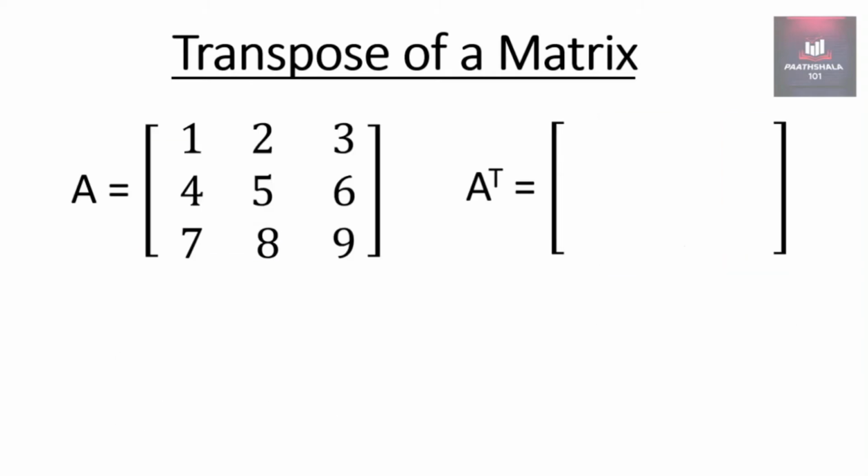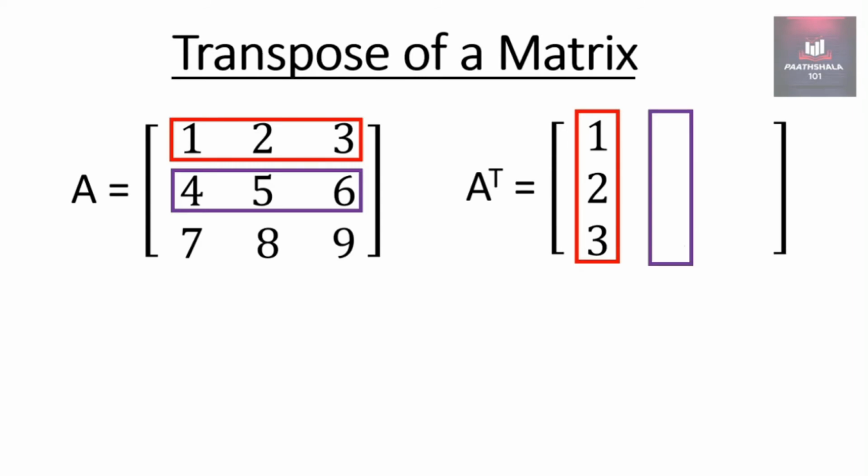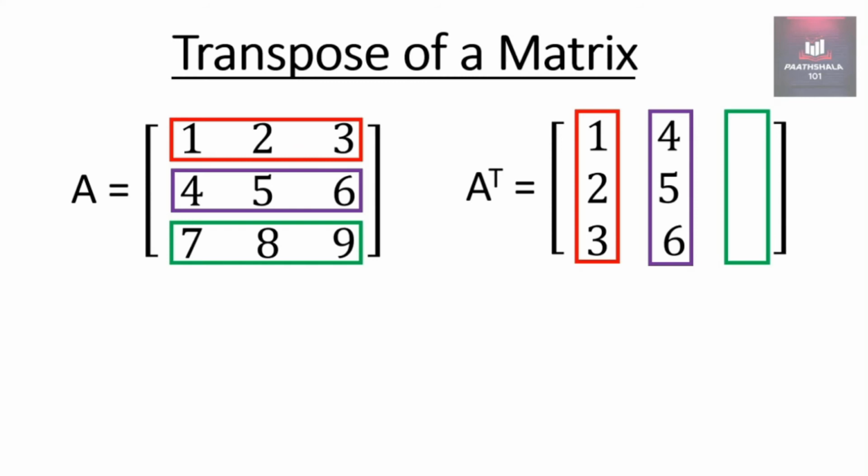Let's look at another example. Suppose there is a matrix A which has three rows and three columns. Now if we want to find its A transpose, we'll select first row, that will become the first column of A raised to T, that is 1, 2 and 3. We will select second row, that will become second column of A transpose, that is 4, 5 and 6. We will select third row, that will become third column of A raised to T, that is 7, 8 and 9. So by interchanging rows and columns, we created a transpose.